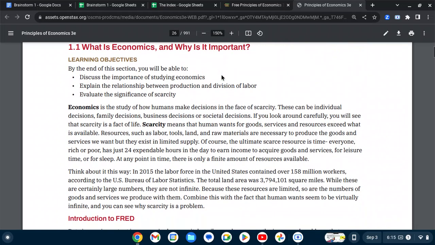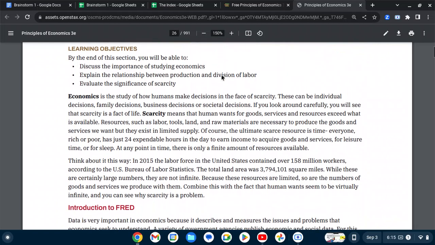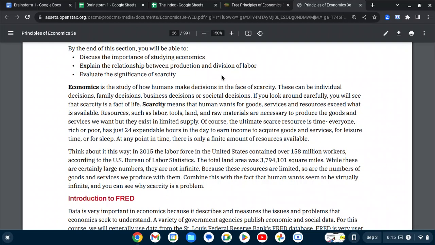1.1. What is economics and why is it important? Learning objectives. By the end of this section, you will be able to discuss the importance of studying economics, explain the relationship between production and division of labor, evaluate the significance of scarcity. Economics is the study of how humans make decisions in the face of scarcity. These can be individual decisions, family decisions, business decisions, or societal decisions.